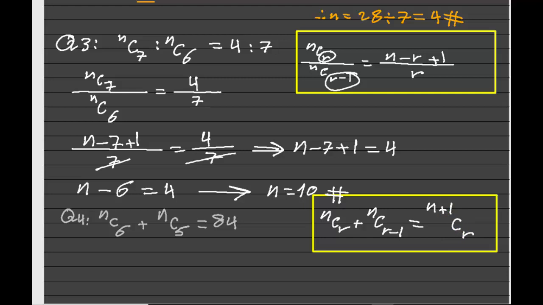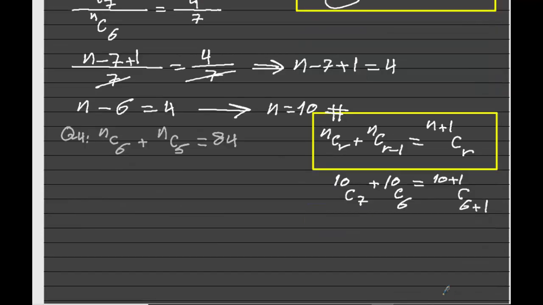Okay, how do we use it in numbers? 10C7 plus 10C6. Note that the difference between 7 and 6 is 1, equals 10 plus 1, you increase 1 here, 11C7. You will increase 1 on 10 and keep the larger r.